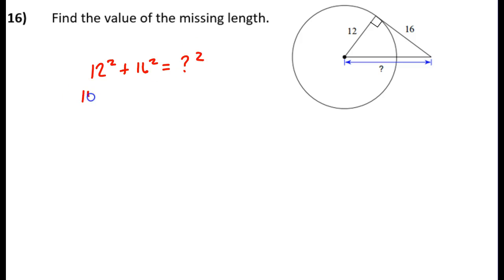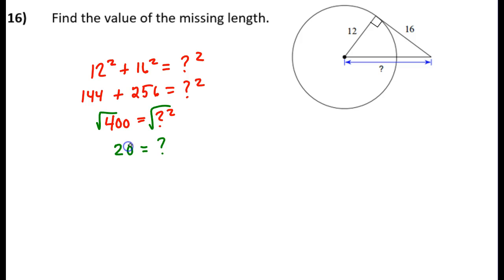12 squared is 144. 16 squared is 256, and that is all equal to the question mark squared. So 400 equals the question mark squared. Square root both sides. When you square root the right side, you're left with the question mark. The square root of 400 is 20. So the question mark is equal to 20.